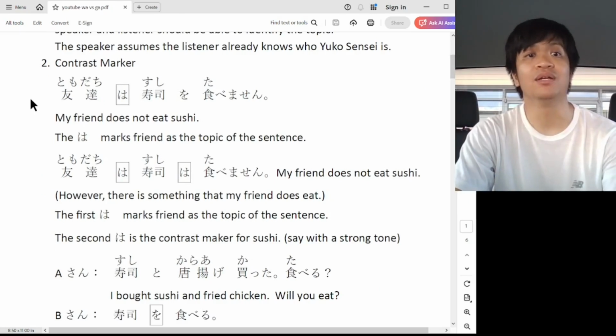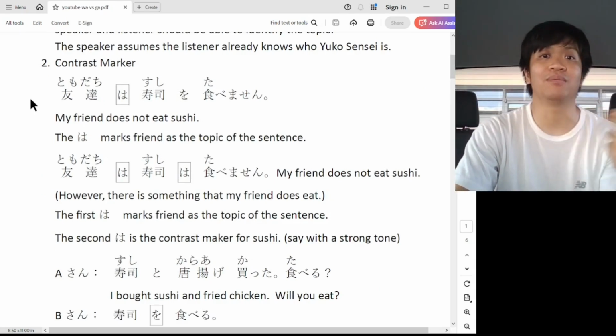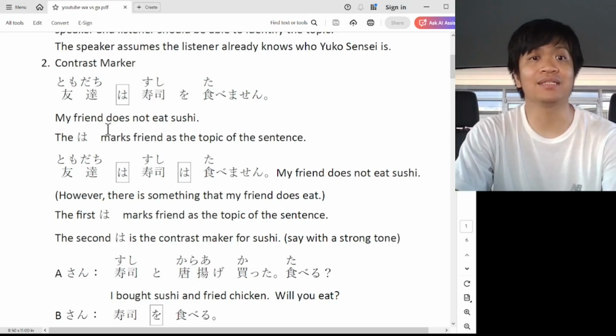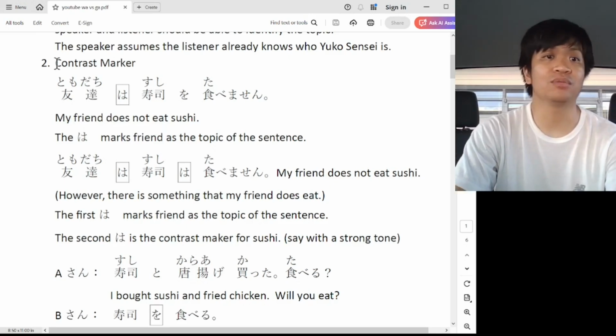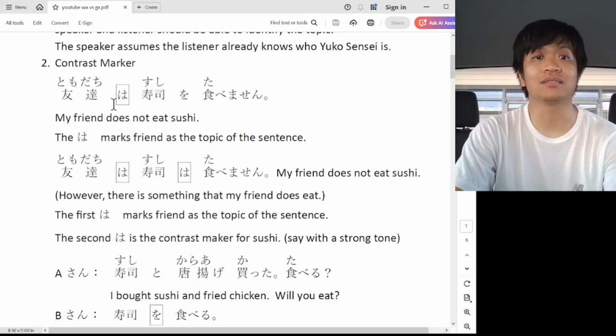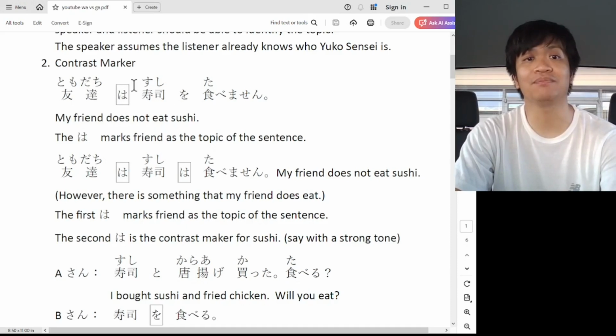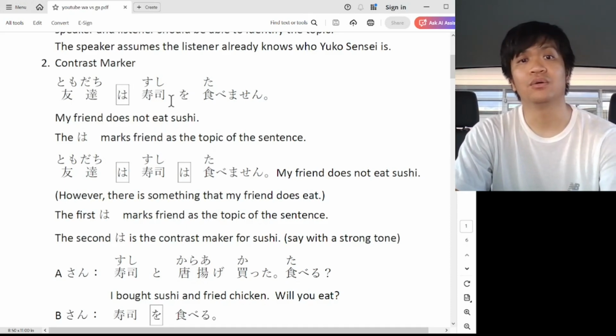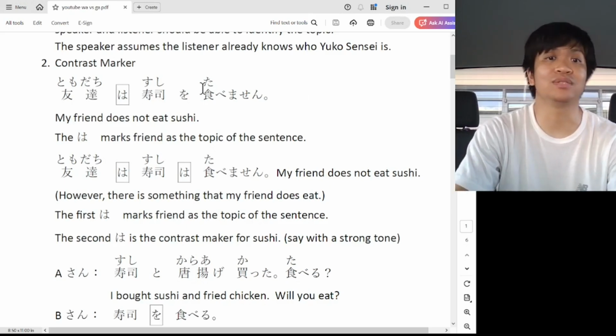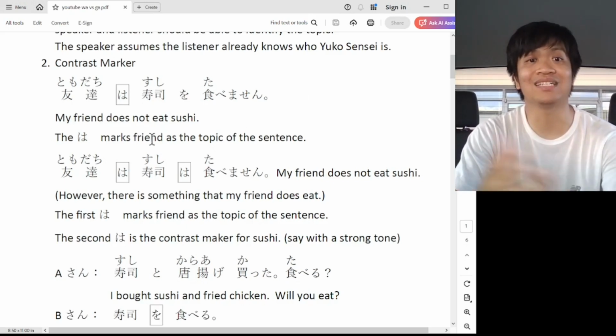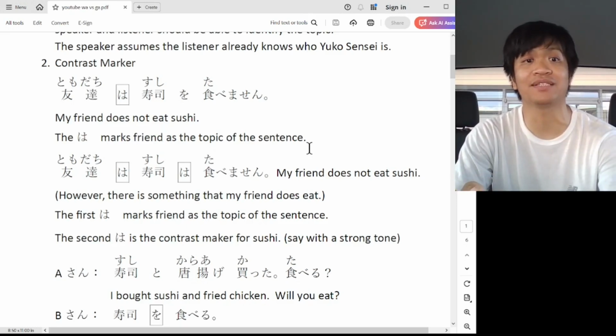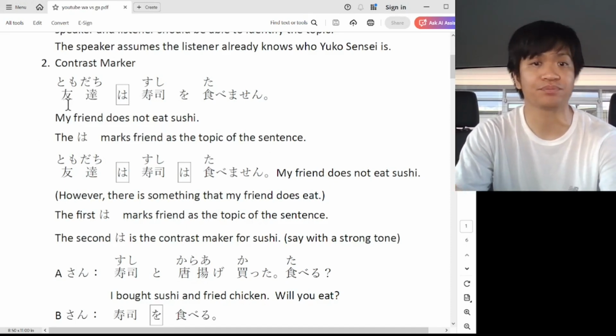So for example, tomodachi wa sushi o tabemasen. My friend does not eat sushi. Tomodachi, that's friend. Wa, topic marker. Sushi, sushi. O, that's the direct object marker. Tabemasen, that is do not eat. So my friend does not eat sushi. Here, the wa marks friend as the topic of the sentence.